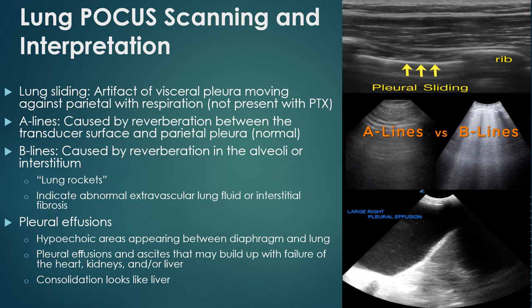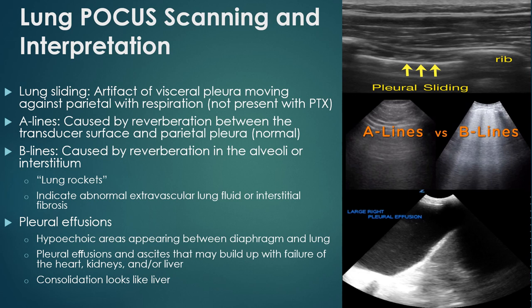A-lines are caused by reverberation between the transducer surface and the parietal pleura, which is very normal, as opposed to B-lines, which are abnormal because they're caused by reverberation in the alveoli or interstitium that are filled with fluid or junk. Some people call this lung rockets, comets, whatever you want to call it, but it indicates abnormal extravascular lung fluid or interstitial fibrosis. And not to panic, we're going to get into some examples of this in just a moment using the simulator.